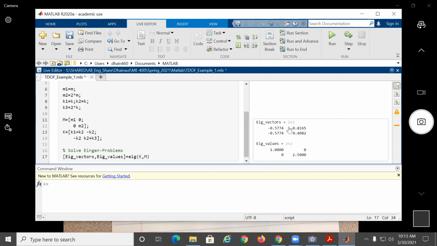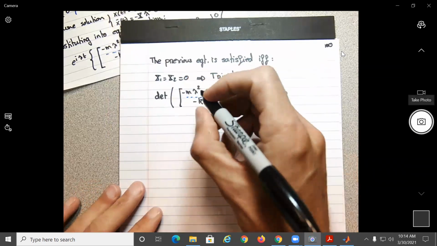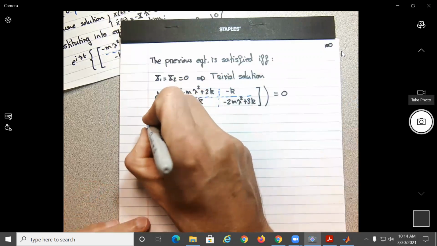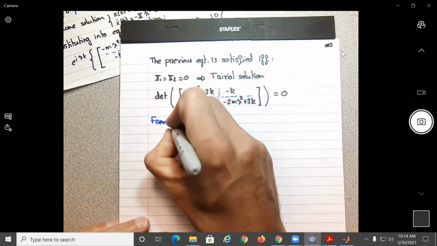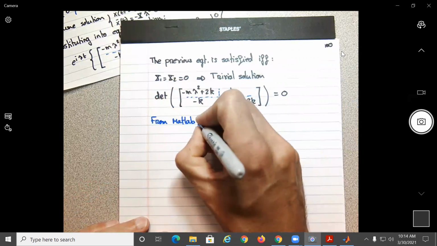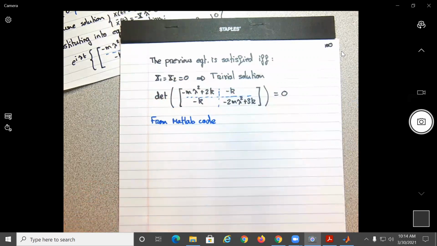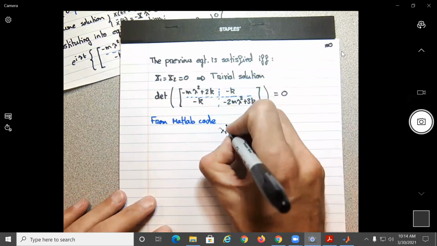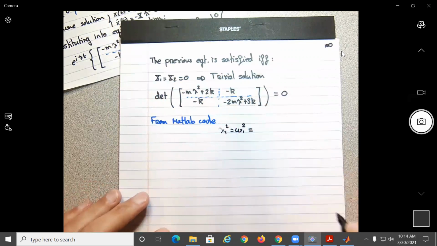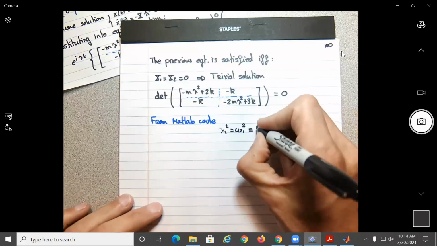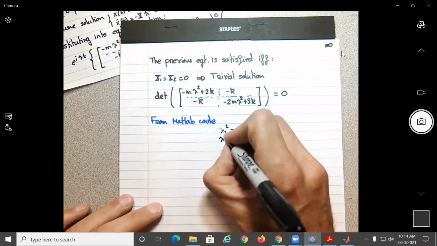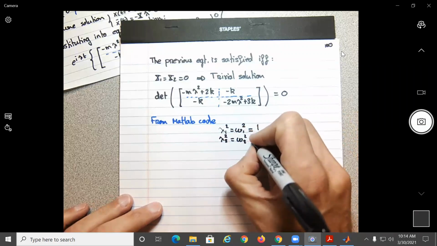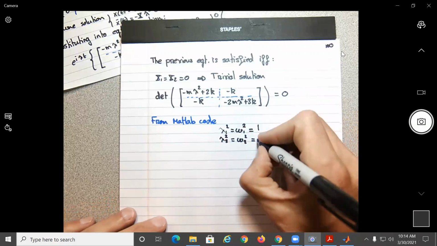All right, so let's just copy to say that the eigenvalues come here. So let's say here from the MATLAB code, we're gonna get that lambda 1 squared, which is, we said, natural frequency 1 squared, is equal to 1, and that the second frequency is equal to, I think it was 2.5.